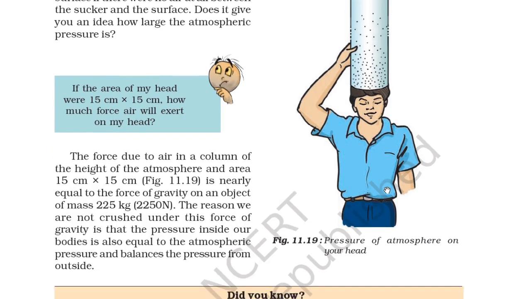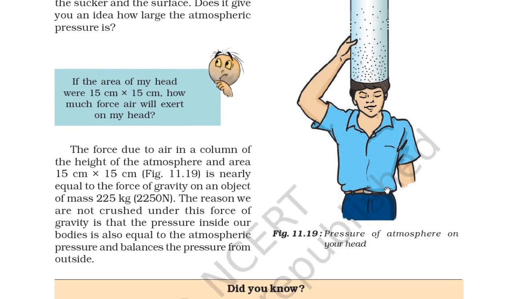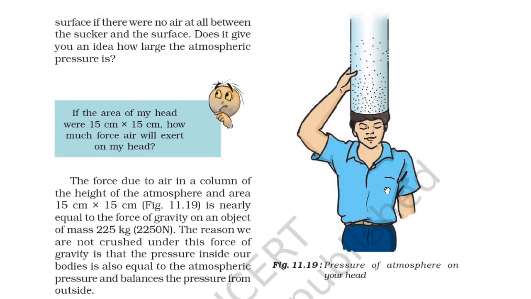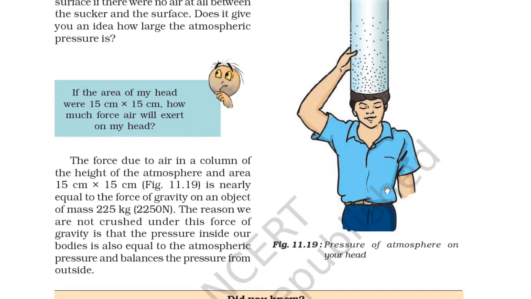If the area of my head were 15 centimeter into 15 centimeter, how much force would air exert on my head? The force due to the air in the column of the height of the atmosphere and an area of 15 centimeter into 15 centimeter, as in figure 11.19, is nearly equal to the force of gravity on an object of mass 225 kg, that is 2250 N. The reason we are not crushed under this force is that the pressure inside our body is also equal to the atmospheric pressure, and it balances the pressure from the outside. So you can see the pressure of the atmosphere on our head in figure 11.19.